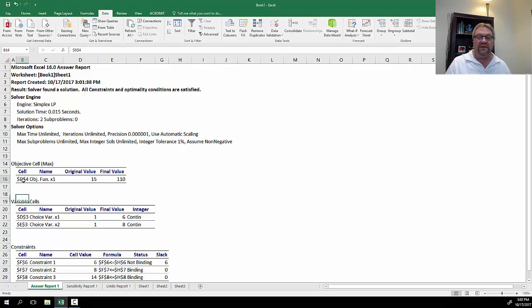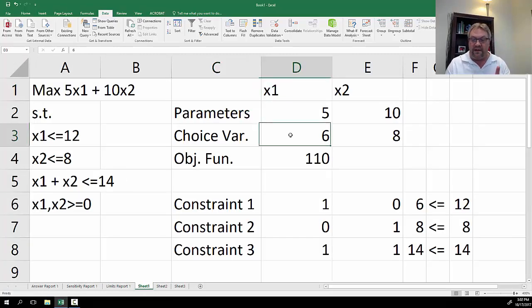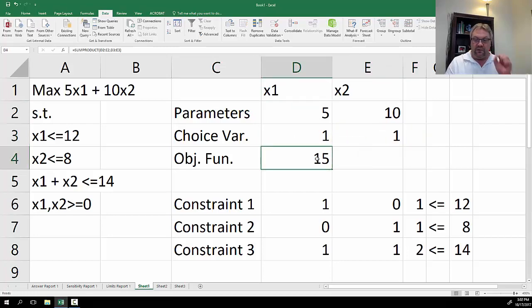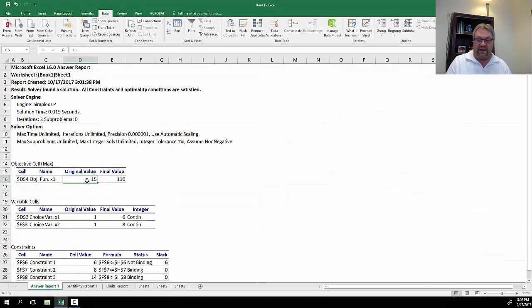So here is my objective function. Its original value was 15. So remember when I go back here and I put in a 1 and a 1, the original value was 15. That's all this is saying. And then it's saying, look, your final value was 110. Well, that was my profit.